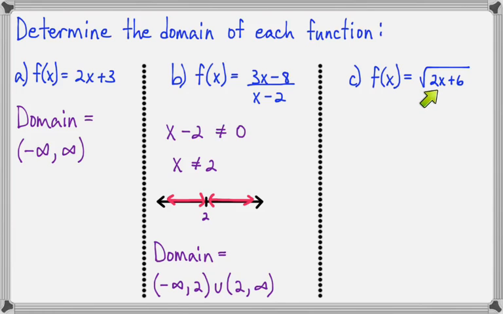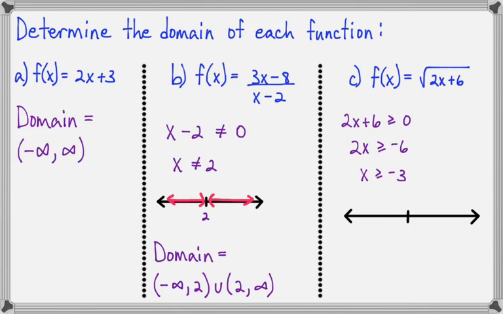On part C, we can't let what's under the radical become negative. So 2x plus 6 must be greater than or equal to 0. We solve for x, and we see that x must be greater than or equal to negative 3. When we graph that, we see that it's all the numbers to the right of negative 3. So bracket negative 3, comma, infinity.